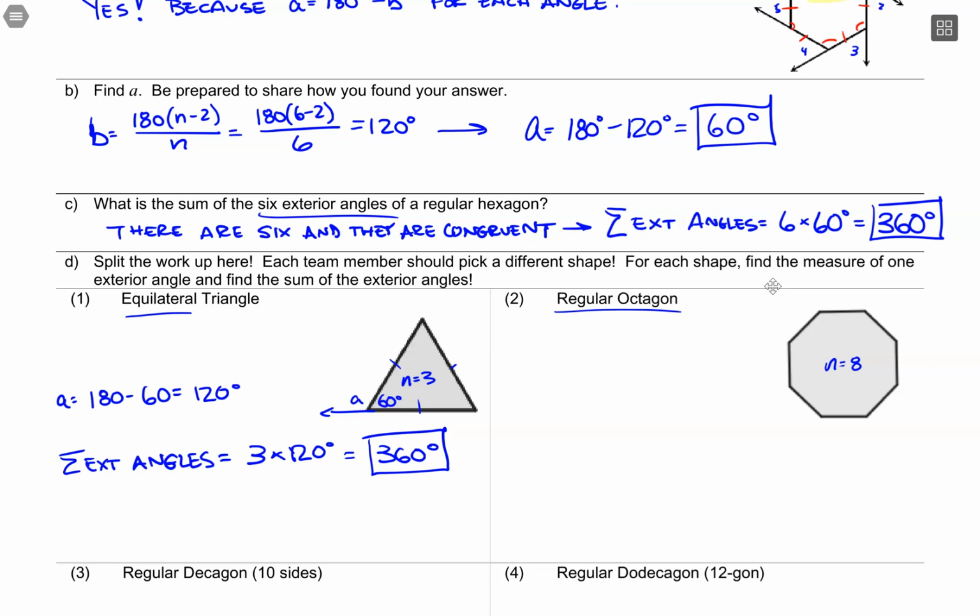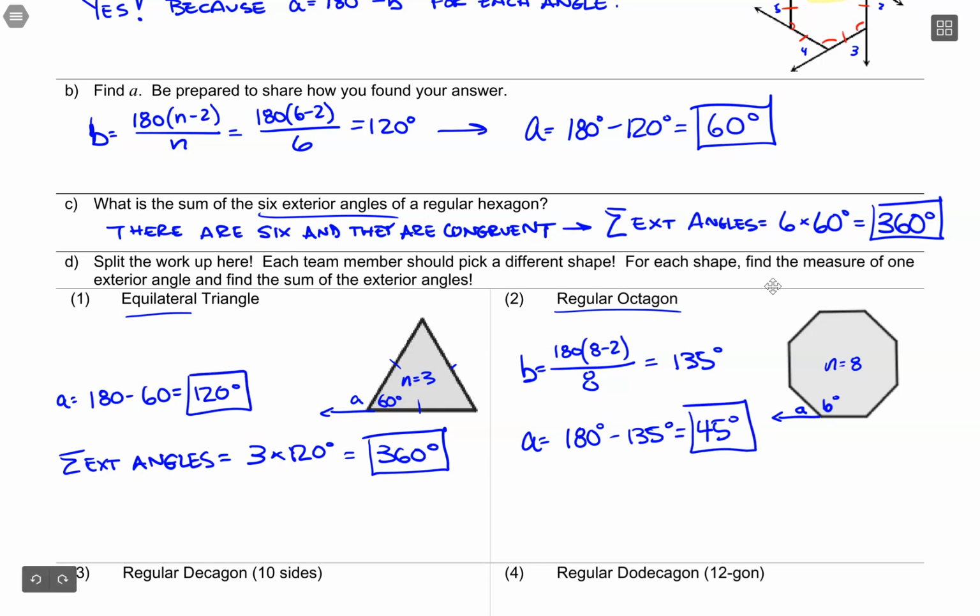Let's now check out the regular octagon. So for the octagon, I found the measure of the interior angle first by doing that 180 times n minus 2, all divided by n, got 135 degrees. Then I found the exterior angle by doing 180 minus that. That gives me 45 degrees. Let's now look at the sum of the exterior angles. We have 8 of them. They're each 45 degrees. Gives me a total of 360 degrees.